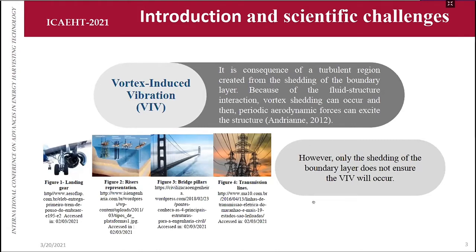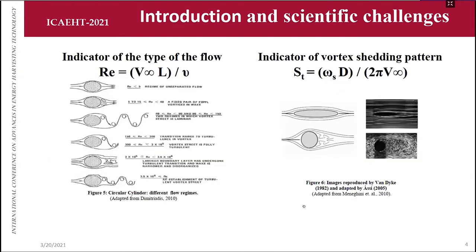First, we must analyze two indicators. The first one is the Reynolds number, an indicator of the type of the flow. If you have a range of this indicator where it is possible to obtain the von Karman vortex, we can analyze the vibration. So another indicator becomes important, the Strouhal number, an indicator of the vortex shedding pattern. This indicator provides us the shedding frequency. And when this frequency becomes near the natural frequency of our structure or semi-harmonic, we have the coupling between the fluid and structure, and then the VIV can occur.